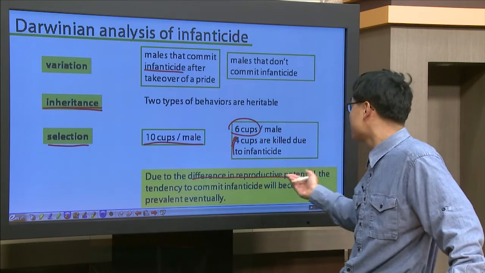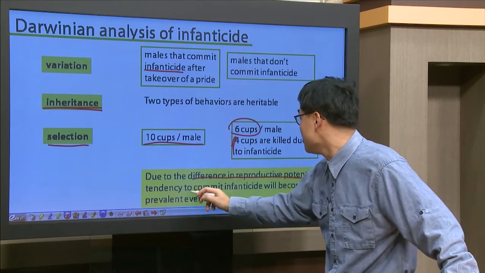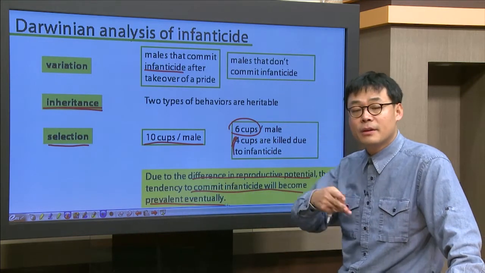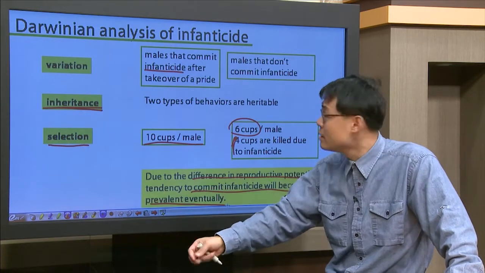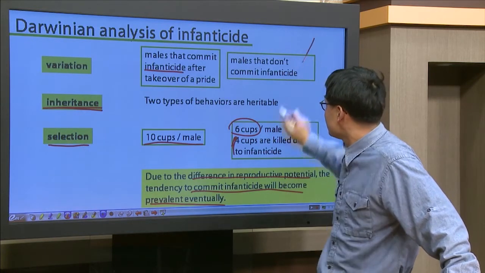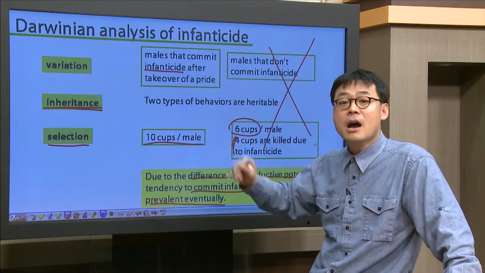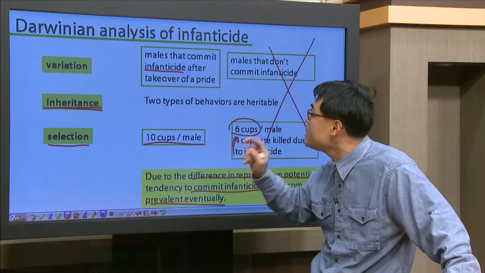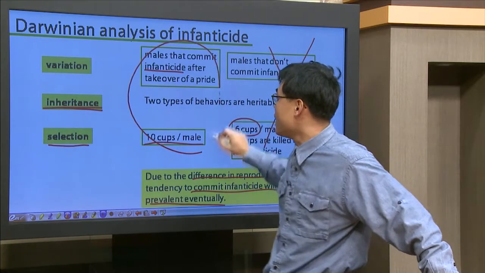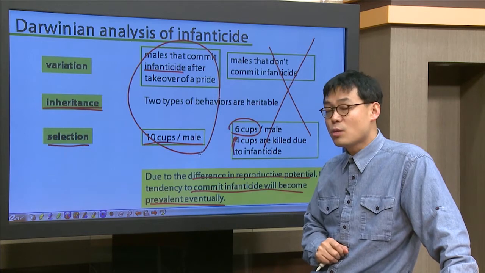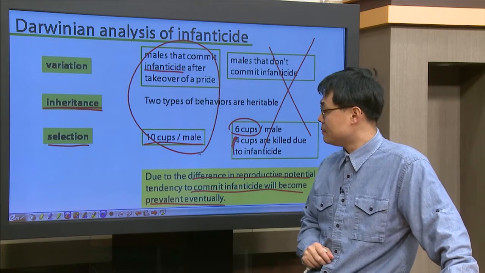Given this difference in reproductive potential, the tendency to commit infanticide will eventually become prevalent. Many generations later, the males that do not commit infanticide will perish from the population. Only the males that commit infanticide survive, and that's what we see these days.